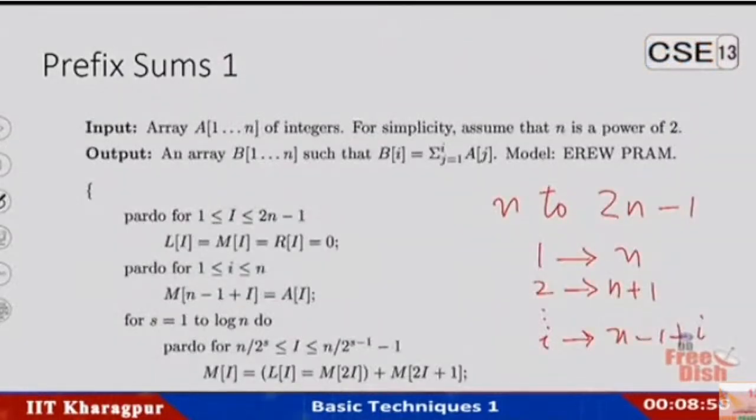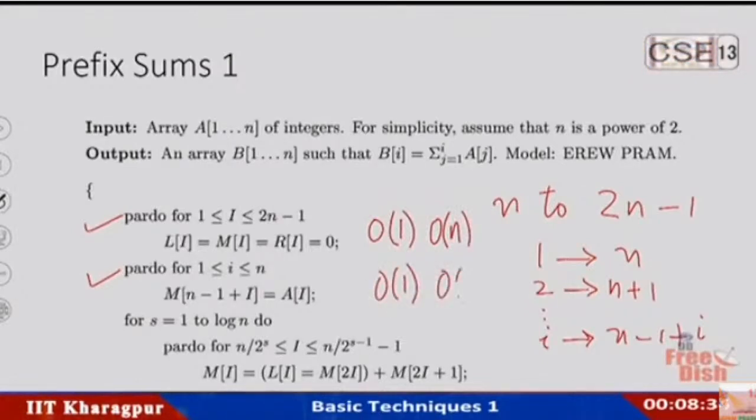Now let us do an analysis of this algorithm. The first two steps, the initialization steps as well as the copying of the elements into the leaves, can be done in order of 1 time for a cost of order of n. Order of 1 time, order of n cost, and here also order of 1 time, order of n cost.